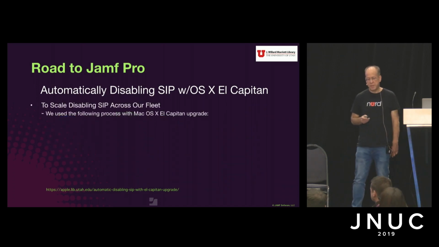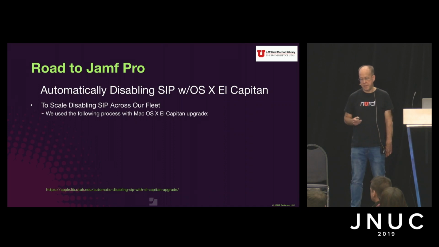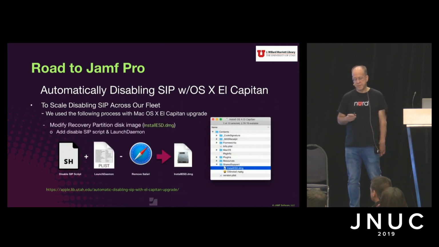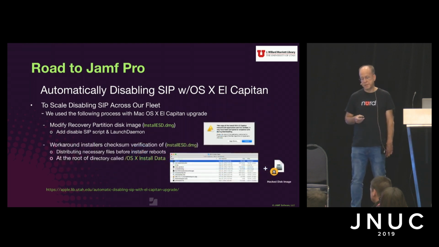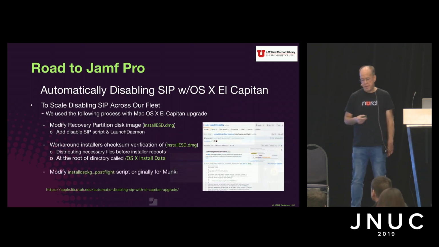To scale this across our fleet, we did it as a part of the El Capitan OS upgrade process. Basically, we modified the recovery disk partition. We included a disable SIP script and some launch daemons. To make space on the disk image, we removed Safari. The installer would check the installation. We captured what the installer was laying down before it did the restart, and then we slipped our modified disk image in. Then we modified the Install OS X package postscript flight from Munki to do our installation.